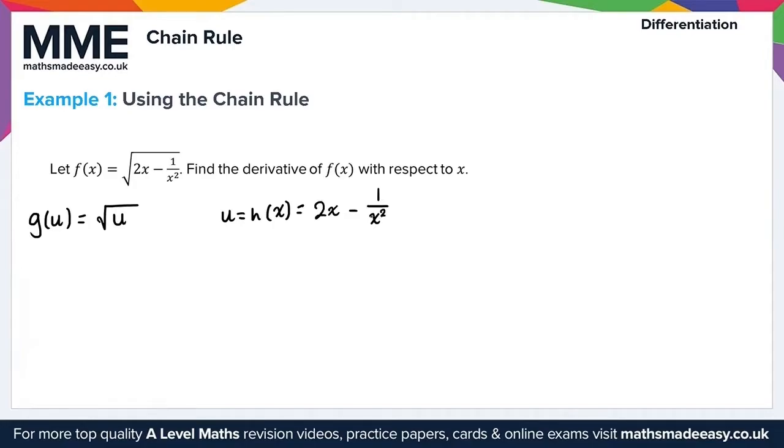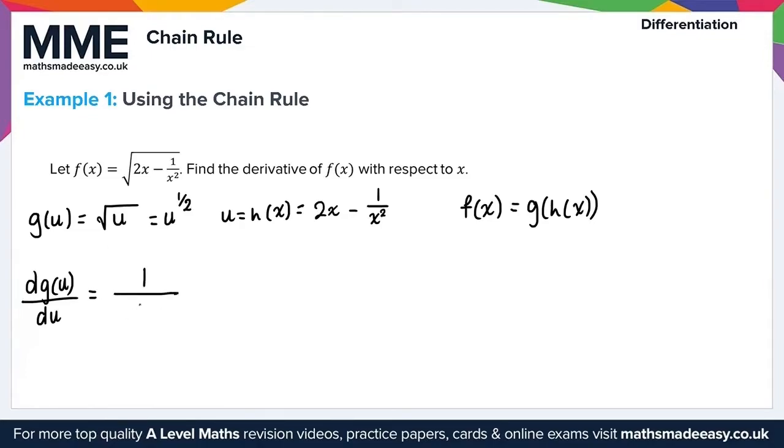Okay, so we can write then f of x as g of h of x, like so. What we need to do now is find the derivative of g of u with respect to u, and then we will also need to find the derivative of h of x with respect to x. First, let's start with the derivative of g of u with respect to u. Here, we could write this as u to the power of a half. If we differentiate this, we get 1 over 2 times the square root of u.